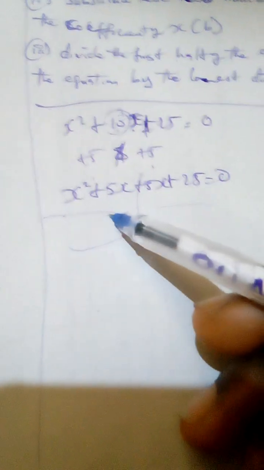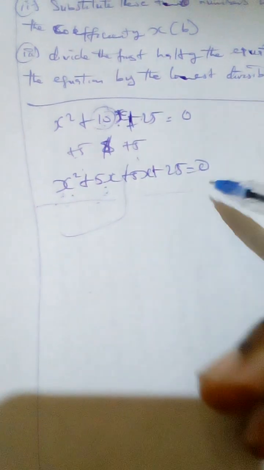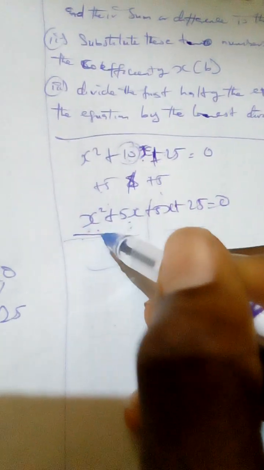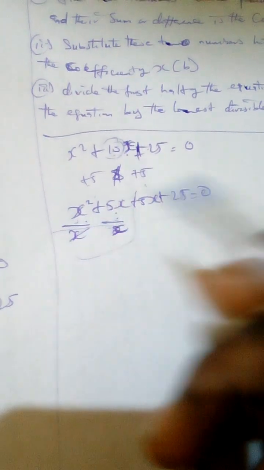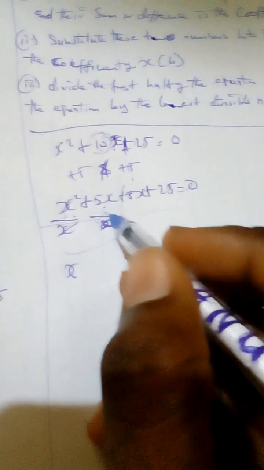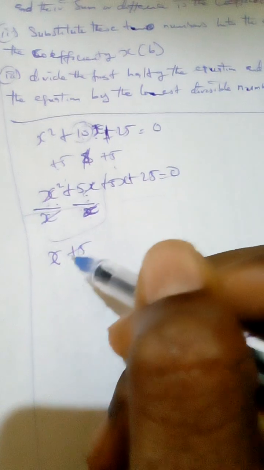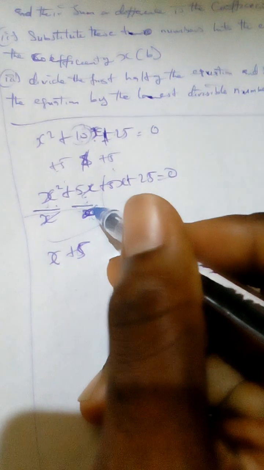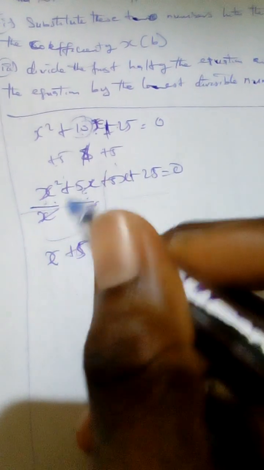If you look at these two halves, x squared plus 5x, the first half of the equation, and the second half, what's common in both of them? What can divide both of them? It's simple: x is common in both of them. So dividing this over x and dividing this over x, we have x squared divided by x giving us x, and 5x divided by x giving us 5. We have x plus 5.